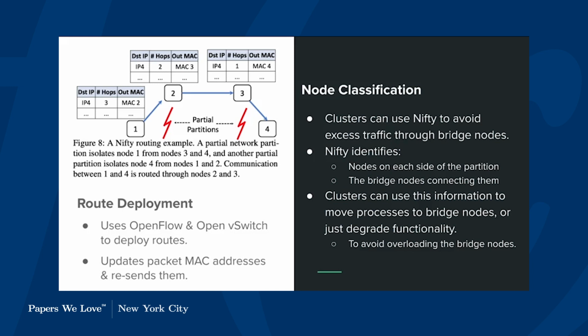Now, how this happens is Nifty uses the OpenFlow and OpenVSwitch APIs to deploy these routes. And as I said, once a node receives a packet that doesn't go to it, it goes through its routing table and figures out how to send it across the network so it gets to the right place.